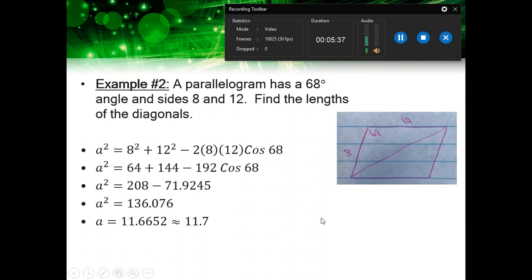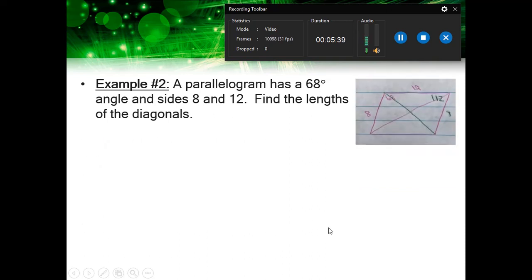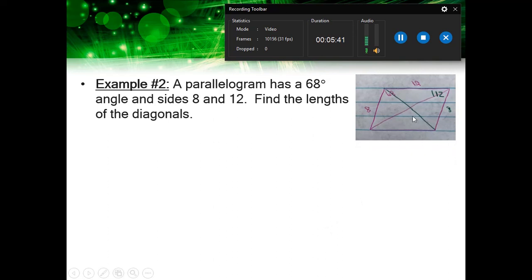But now I have to find the other diagonal. So I'm going to modify my drawing. I added in the green diagonal. We also need the missing angle measure for this angle up in the corner. Remember, any two consecutive interior angles of a parallelogram must add up to 180. So I know that this angle is 112 degrees. And then I'm going to set it up exactly the same way.